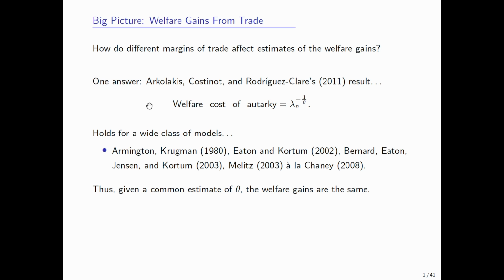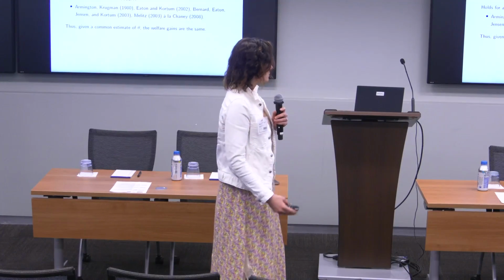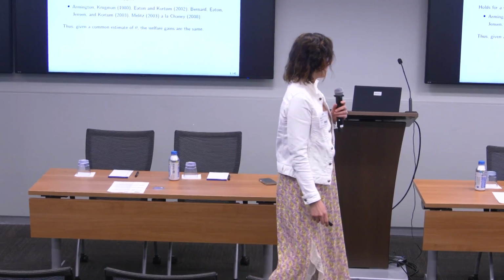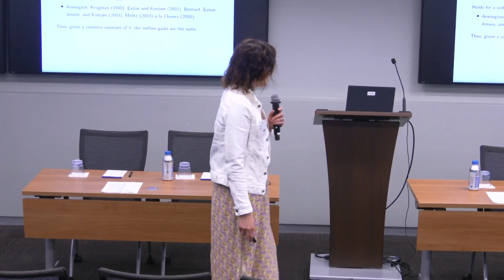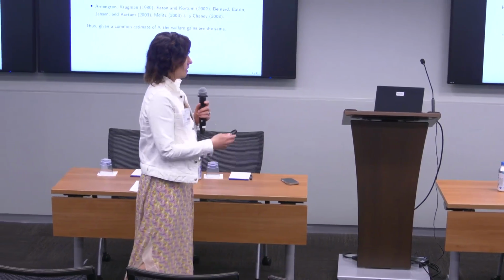specifically models that include extensive margins of trade or variable markups, such as the Eaton and Kortum or BEJK model, Bernard, Eaton, Jensen, and Kortum, as well as the Melitz-Chaney model. But it also holds true for models that exclude these margins, such as the Armington and the Krugman model. So their conclusion was that given a common estimate of the trade elasticity theta, the welfare gains must be the same, which comes straight out of the formula.